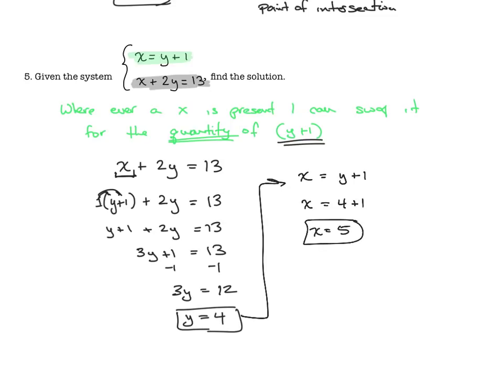And what I now have is my point. I write it as an ordered pair. Just because I found y first doesn't mean I write it first. I find the ordered pair in the order in which ordered pairs come, and all ordered pairs come x comma y. So I must write my solution as the x value first and then the y value second. All right? So this point, again, is my point of intersection.